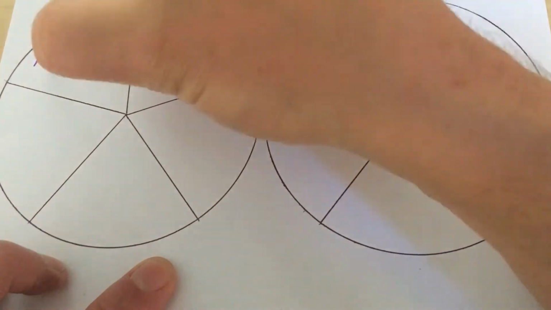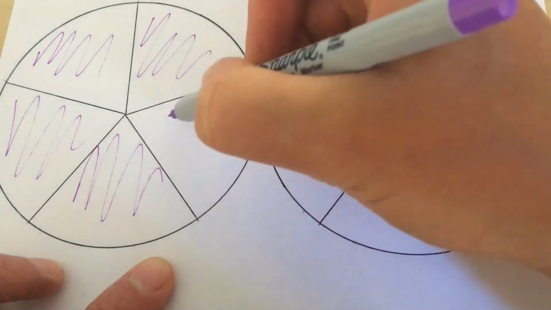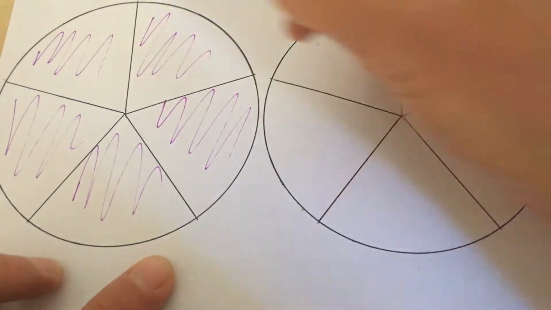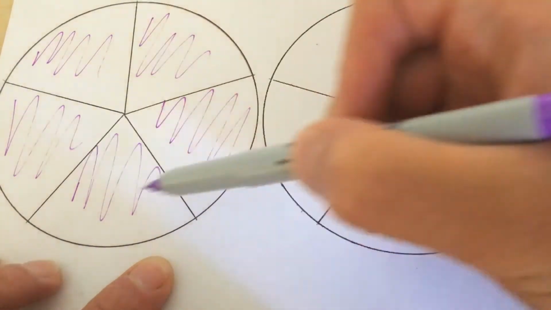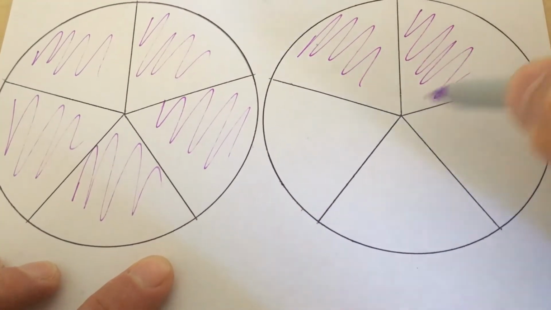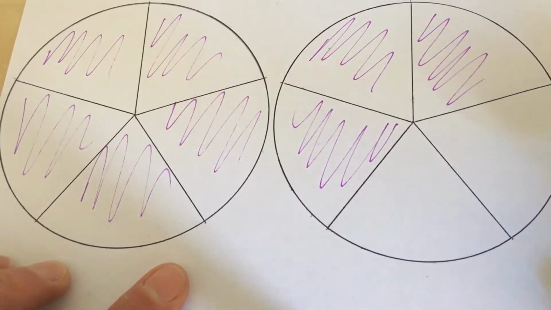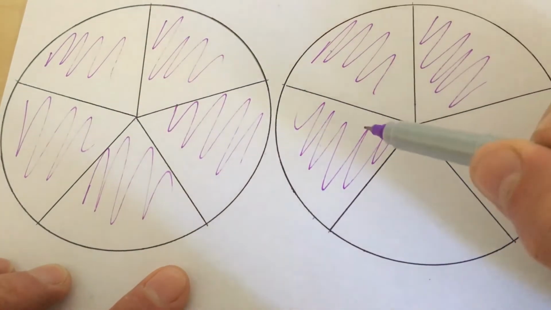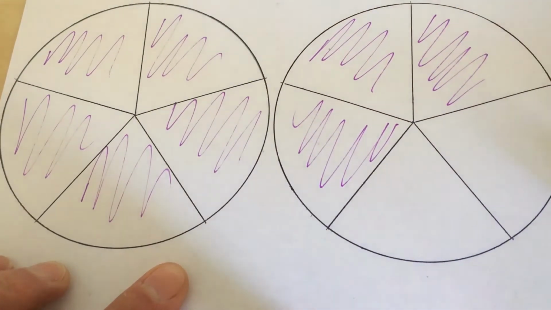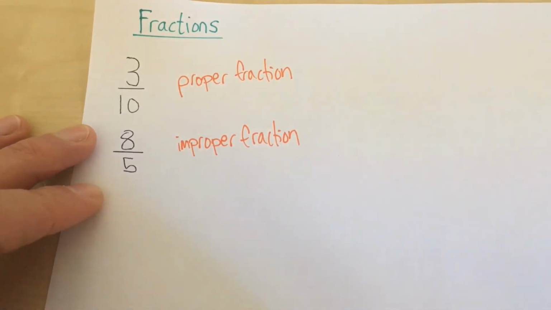So here we got 1, 2, 3, 4, 5. So that's one whole there. That's 5/5 make the whole. 6, 7, 8. So that's what 8/5 represents. It's one whole and another 3/5. So we've got a proper fraction, an improper fraction.